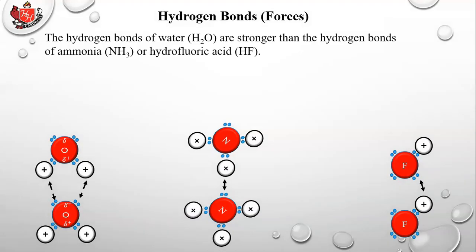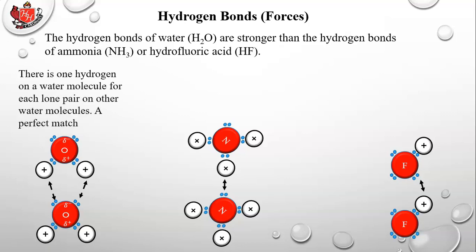The hydrogen bonds of water, H2O, are stronger than the hydrogen bonds of ammonia, NH3, or hydrofluoric acid, HF. There is 1 hydrogen on a water molecule for each lone pair on another water molecule. And that's a perfect match. So hydrogen bonds of water are going to be stronger than hydrogen bonds of ammonia or hydrofluoric acid because it's a perfect 2-to-2 match. You have 2 protons, positive charges, that can be attracted to the 2 lone pairs.